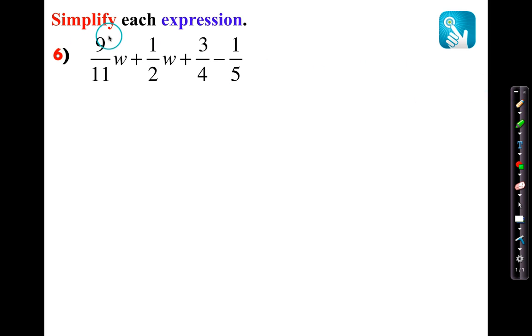We're going to first combine the variables together. So we're going to combine a 9/11 w with a positive 1/2 w. But wait, I almost forgot something very important. Whenever we see subtraction, we need to practice adding the opposite. So this one was fine because it was plus. This is also fine because it's a plus. But this here is a subtraction. Let's go ahead and add the opposite.